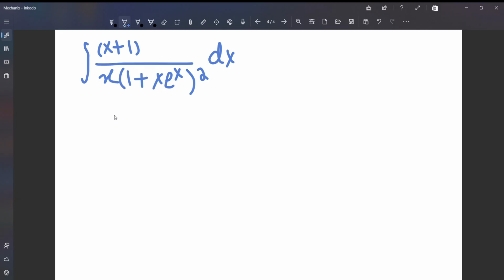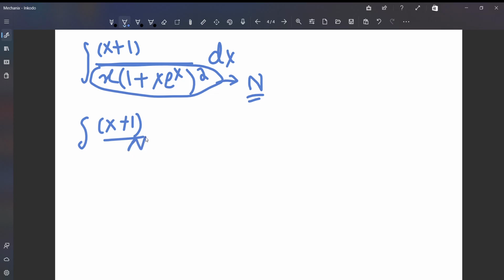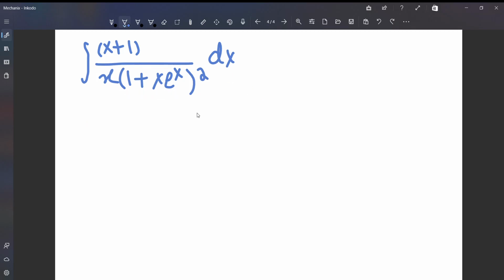Okay, so if you've seen my previous video, I always say if this term would be some form of n, I could have just written integral x plus 1 by n, which is nothing but 1 by n integral of x plus 1, and this is something we know, right? So let us try to condense the denominator into a much better and viewable form to work with.